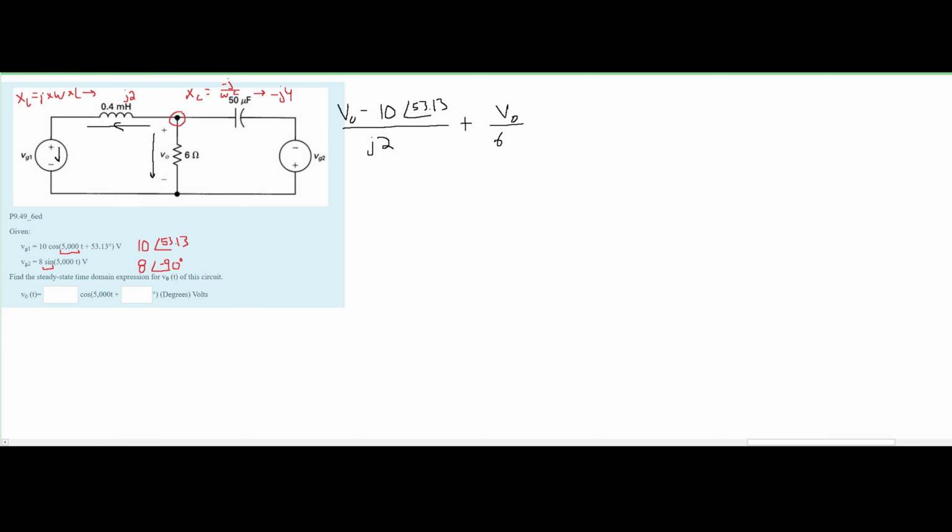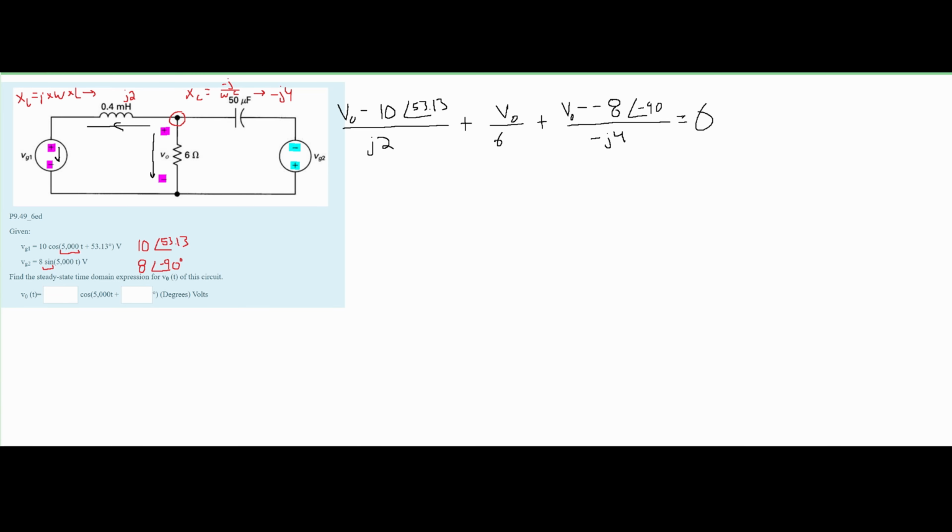And now for this next one, we can see that the voltage is in opposite directions. So right here, we can see that we have a plus minus. We also have a plus minus here. However, we have a minus plus this way. And since the voltage is going in the opposite direction, we're going to have a minus here. So we will have a plus, and then our v0 minus our negative vg2, which is 8 with the angle of negative 90 degrees, over our negative j times 4, and this is all equal to 0.